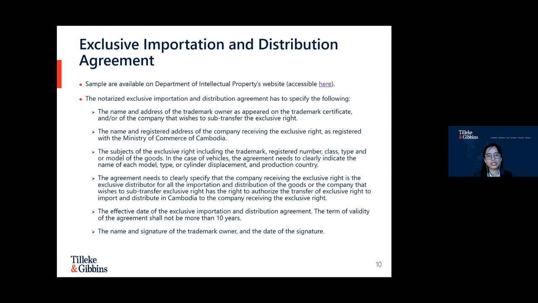The agreement also needs to clearly specify that the company receiving the exclusive right is the exclusive distributor for all importation and distribution of goods, or that the company that wishes to sub-transfer the exclusive right has the right to authorize the transfer of the exclusive right to import and distribute in Cambodia to the local company. You also need to specify the effective date of the exclusive importation and distribution agreement, and the term of validity of the agreement shall not be more than 10 years.